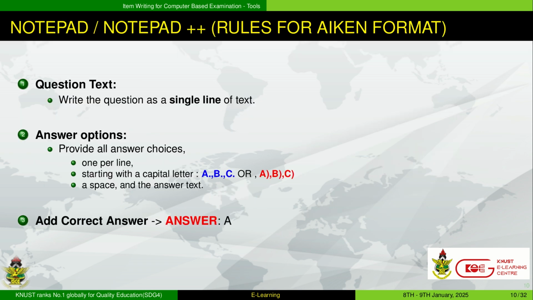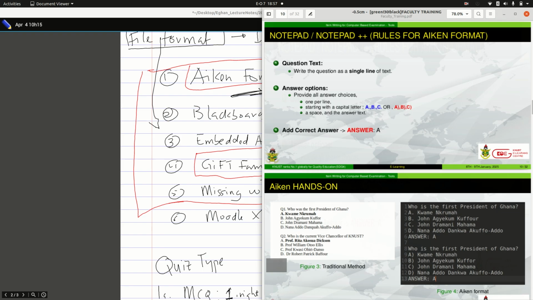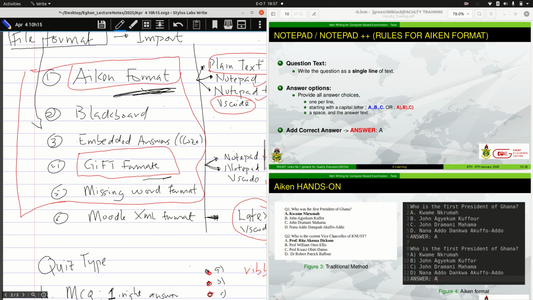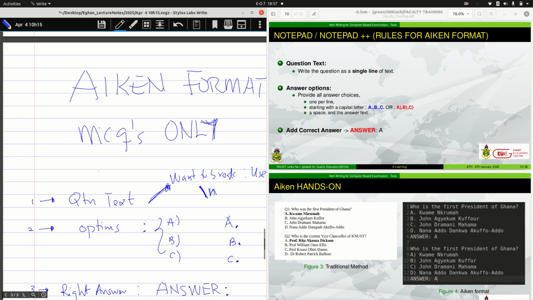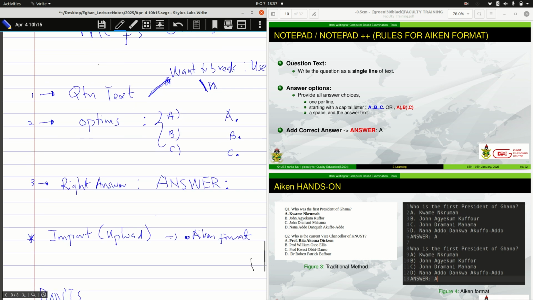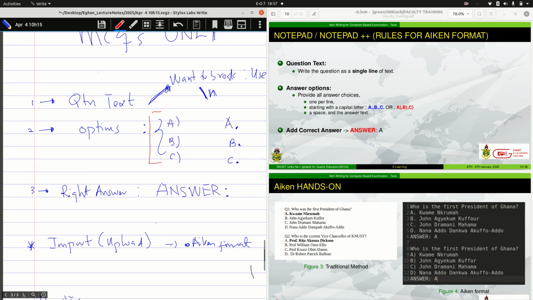And so, a quick one, let's know the rules for the Aiken format. The Aiken format says you need to write your question text, you need to provide the options, and you need to find the correct answer. So I want to take the slide off a bit and then come back to my writing here. Okay, so we've confirmed that the Aiken format is for MCQs only. You need to first write your text and then you provide the options. Because it's MCQs, we need option A to option E, and then you write capital ANSWER as the right answer, colon, and then whatever the letter is.